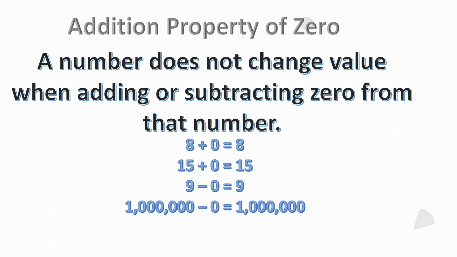Couple things about 0. There are some properties. One you may have heard is called the addition property of 0, which really says that a number does not change value when adding or subtracting 0 from that number. So in other words, 8 plus 0 is still 8. 15 plus 0 is still 15. 9 minus 0 is still 9. 1 million minus 0 is still a million. If you're adding nothing and you're subtracting nothing, you're still going to have the same number.